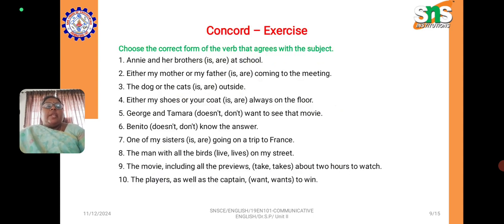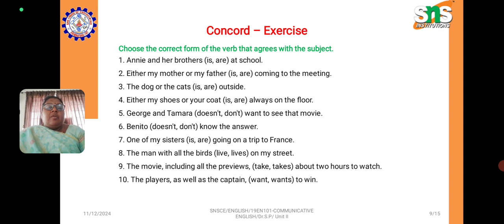So you can have this trial version of the exercise. You have to choose the correct form of the verb that agrees with the subject. Annie and her brothers dash at school. What should be used here? You have to think whether you have to use the singular form or the plural form. Annie and her brothers, so there will be plural form here, so you have to use are. Annie and her brothers are at school.